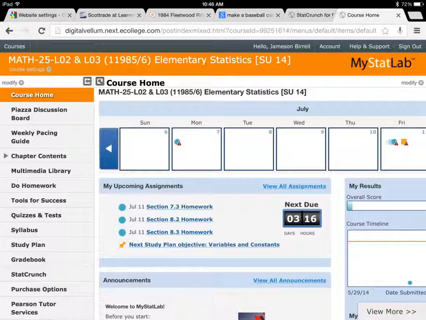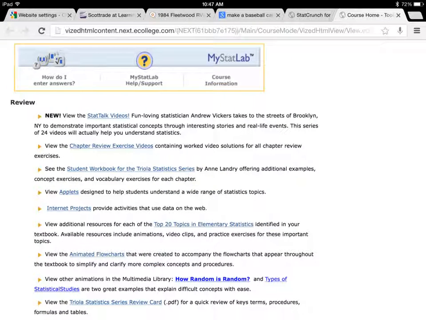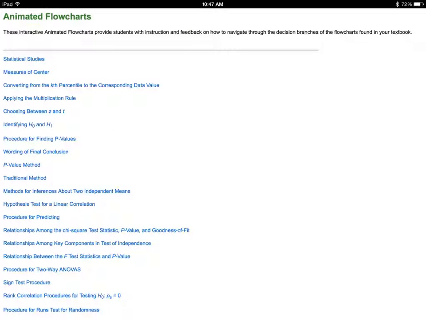So what we're going to do here is the tools for success, the animations, flowcharts, animated flowcharts specifically. We want to look at choosing between Z and T, because I know that this issue started out in chapter 7, but it remains with us throughout the rest of this time that we see the T distribution and the normal distribution.